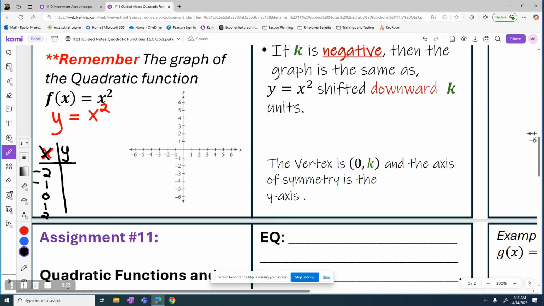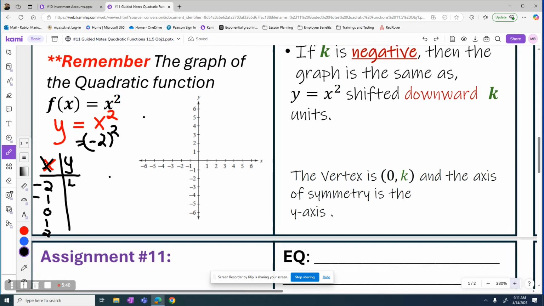So what you're gonna do is you're gonna substitute this -2 into the equation, okay? -2 squared equals 4. Okay, let me put it in a different color. Let me zoom in a little bit.